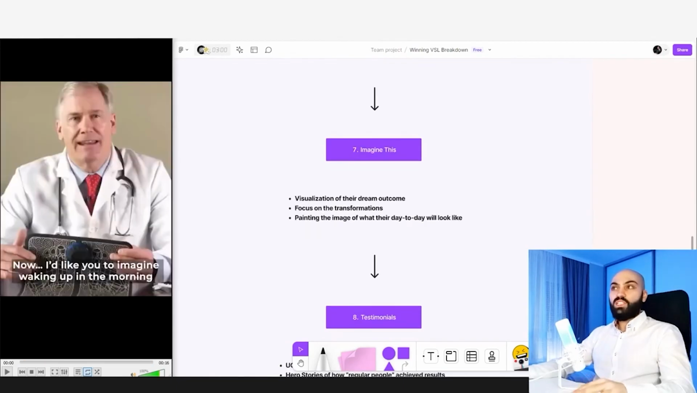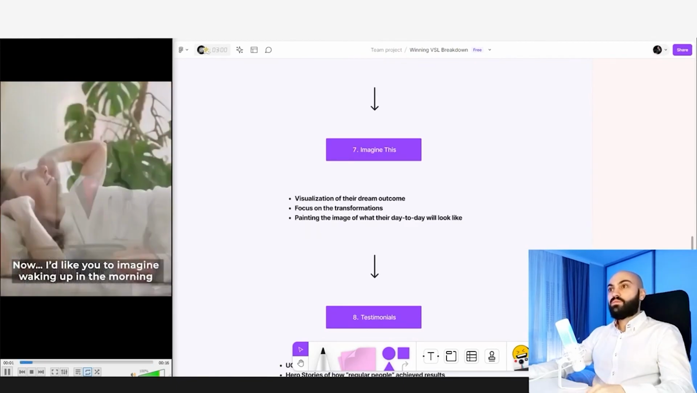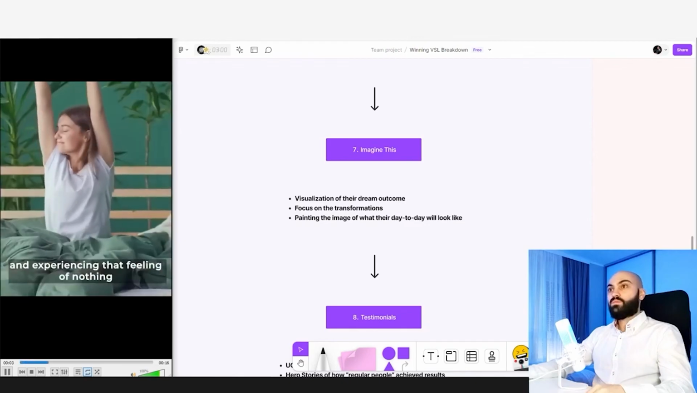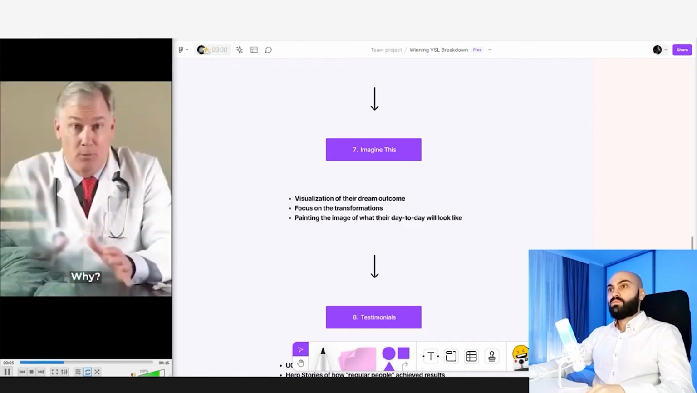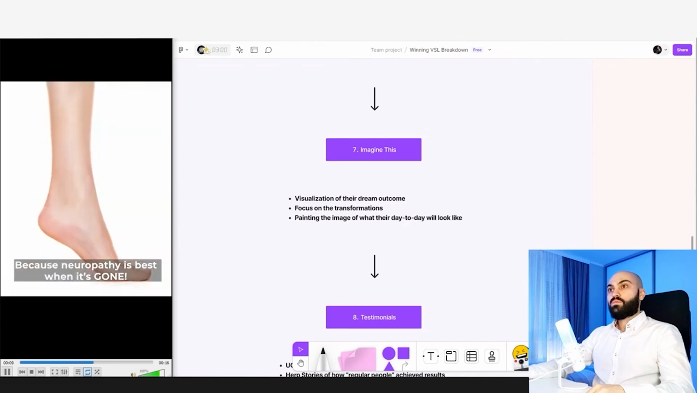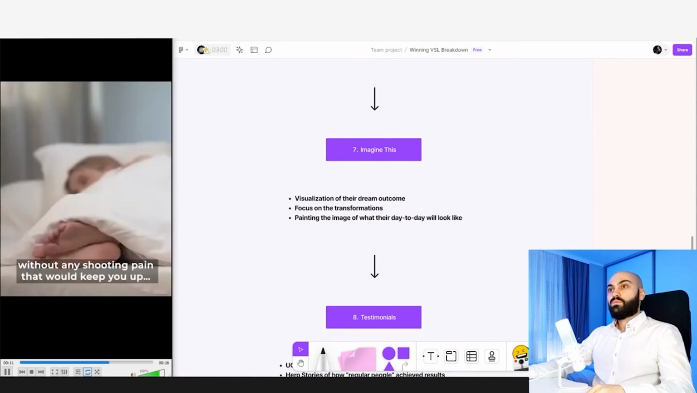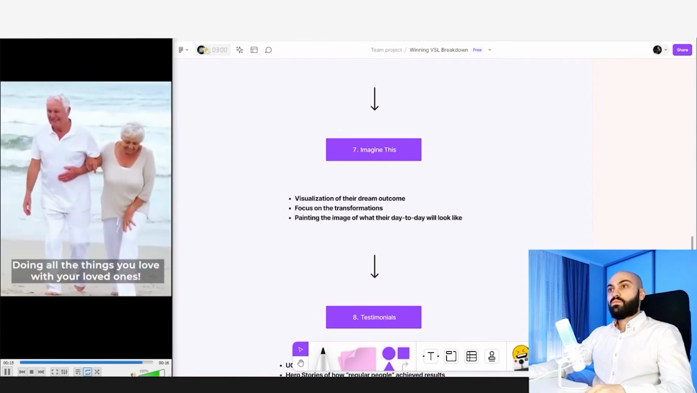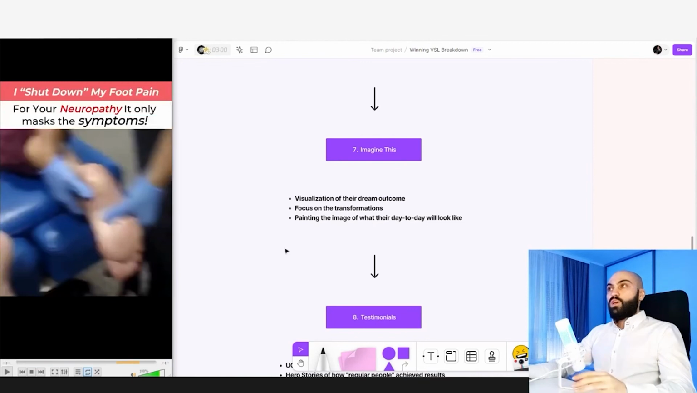Then imagine this. Now I'd like you to imagine waking up in the morning and experiencing that feeling of nothing. Why? Because neuropathy is best when it's gone, allowing you to sleep well at night without any shooting pain that would keep you up, doing all the things you love with your loved ones. The doctor makes them visualize their dream outcome. We focus on the transformations rather than the technical stuff.